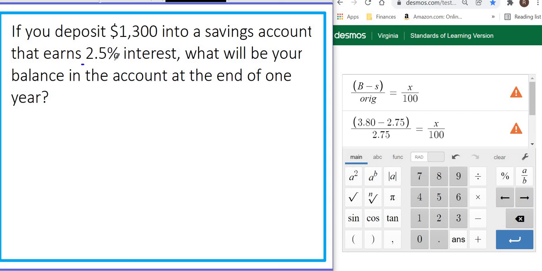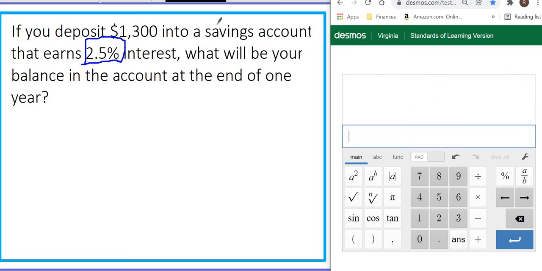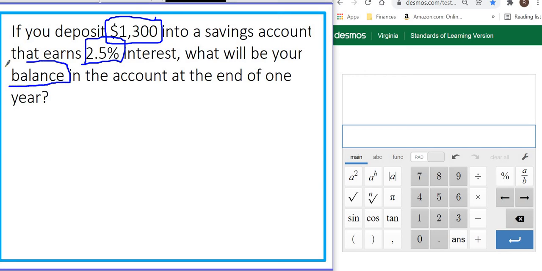All right, this has a number with a percent, which means we're going to type it directly in the calculator. And then we've got a number with a dollar sign, so that's going to come next. And then see what it says. It says if you deposit $1,300 into a savings account that earns 2.5% interest, what will be your balance? So that means they want to know the total amount of money in your account at the end of 1 year, because we're going to need that information too.